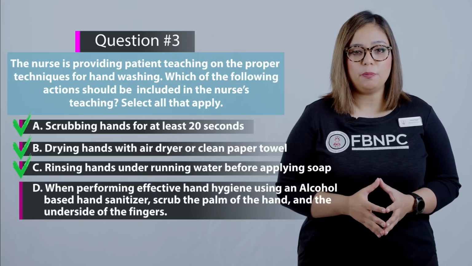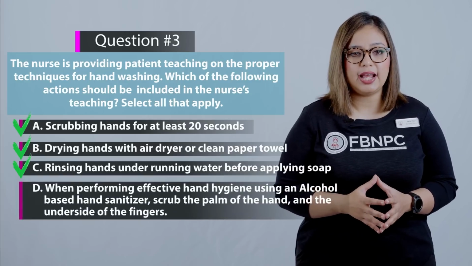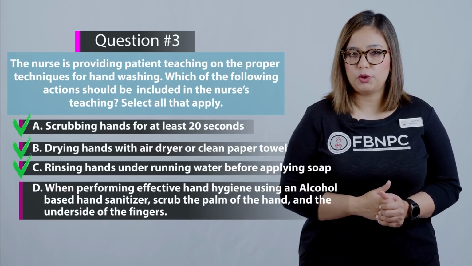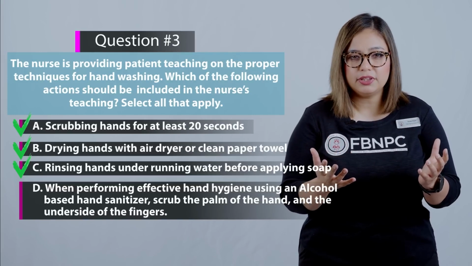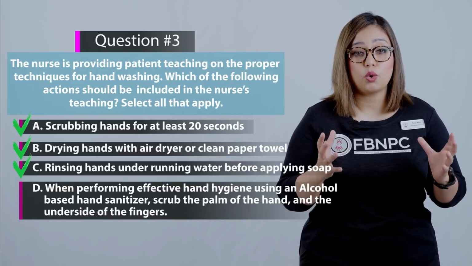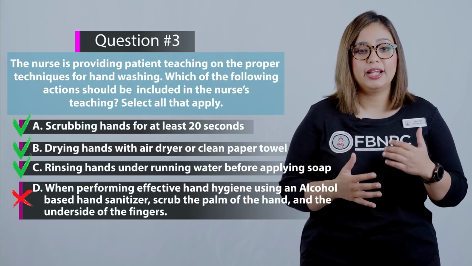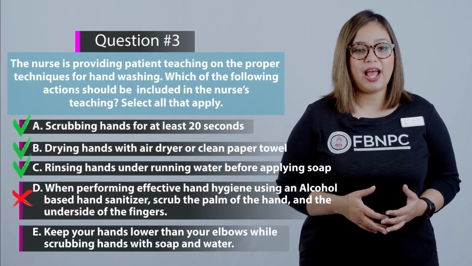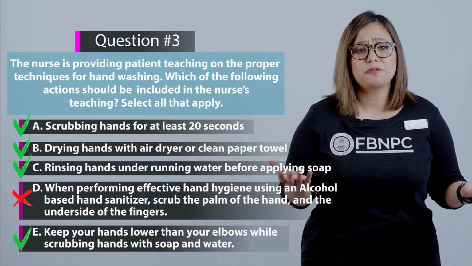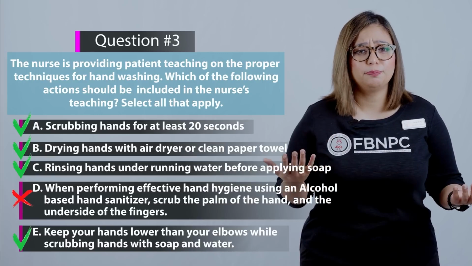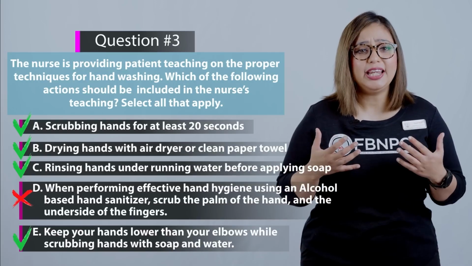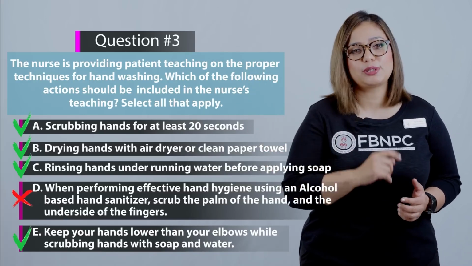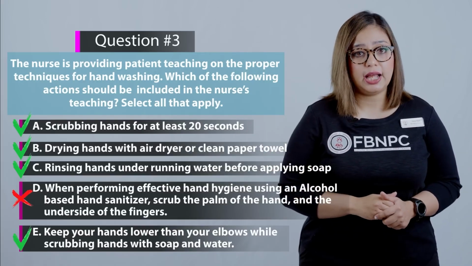Option number D, when performing effective hand hygiene with alcohol-based hand sanitizer, scrub the palm of the hand and the underside of the fingers. What do you guys think about it? Is that the only area you clean with the hand sanitizers? No, you have learned it's a thorough hand washing following all the steps. So D is incorrect. Option number E, keep your hands lower than your elbows while scrubbing hands with soap and water. That's true. That's the principle of gravity, right? So that you are not bringing the microorganisms back up to your hands. So E is also correct. In this set of questions, all the options are correct except option number D. This is how you attempt your question in the NCLEX as well.